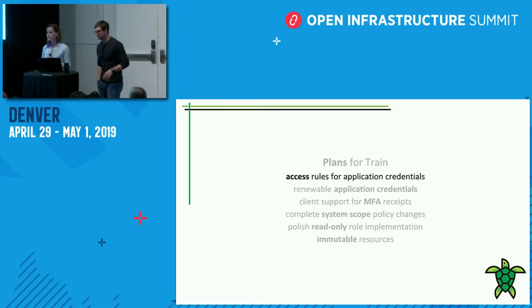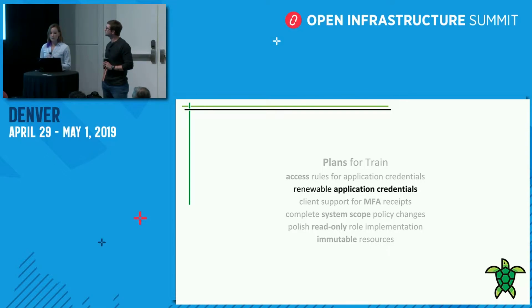So the first thing that we have is access rules for application credentials, which is a way, separate from the main policy feature, for users to themselves delegate access control rules without relying on the existing policy features that operators control, and it allows them to delegate those very fine-grained access rules to their application credentials. So that's something that's going to be coming up and landing pretty soon.